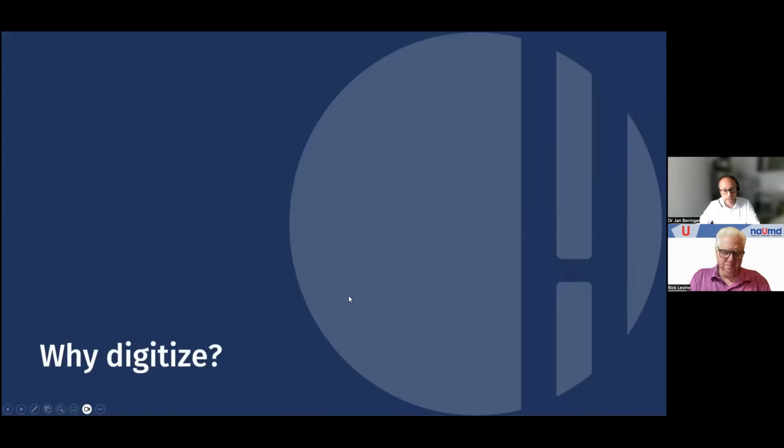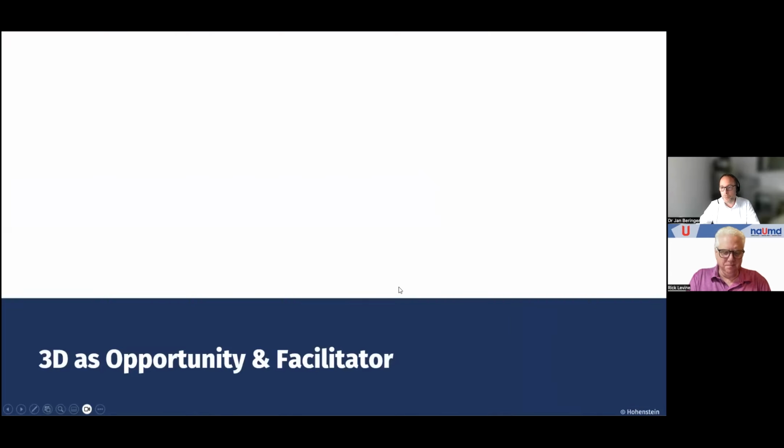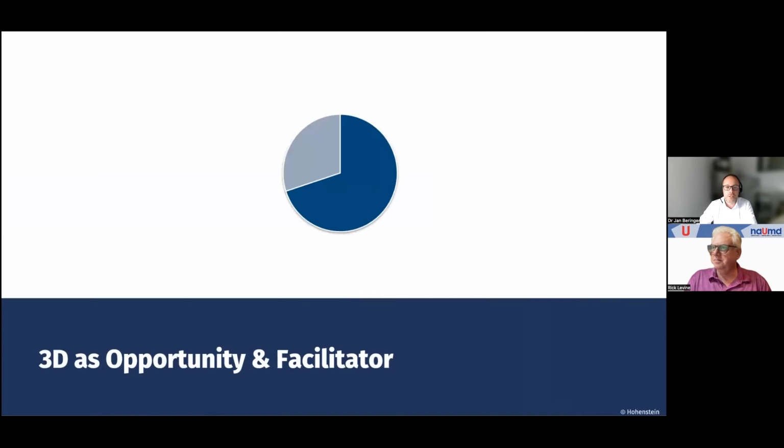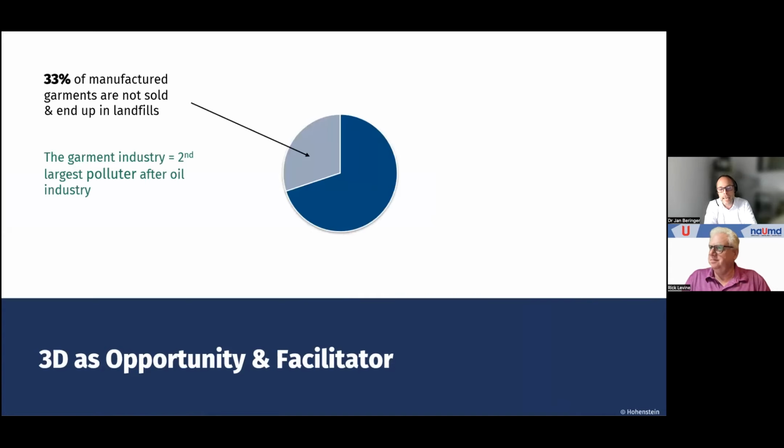Quick intro: why digitize? I think most of you attending have maybe already tried 3D garment design in the digital world. Basically, 3D is an opportunity and a facilitator. For example, the garment industry is the second largest polluter on the planet, so we have to become sustainable. This is very important. Currently about a third of all manufactured garments are not sold and end up basically in landfill.